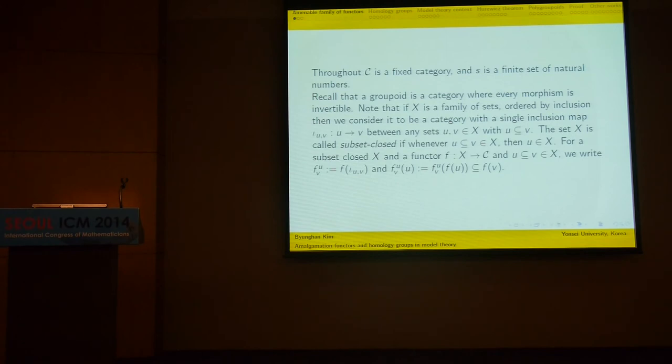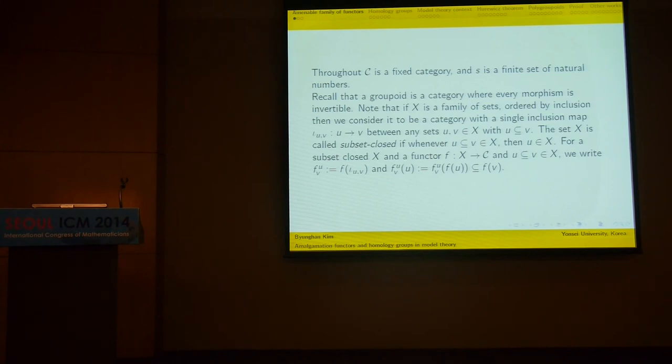Throughout this talk, I'm going to fix a category, call it C, and S is just a finite set of natural numbers. As you know, a groupoid is a category where every morphism is invertible. If X is a family of sets ordered by inclusion, there's a fancy way of understanding this partially ordered set as a category. The objects are just the members of X, and the single inclusion map between two subsets in X is the morphism. We say this set is subset closed whenever, if a set is a member, then every subset of the member is a member of X as well.